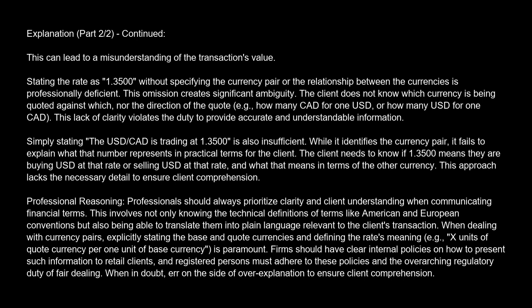Firms should have clear internal policies on how to present such information to retail clients, and registered persons must adhere to these policies and the overarching regulatory duty of fair dealing. When in doubt, err on the side of over-explanation to ensure client comprehension.